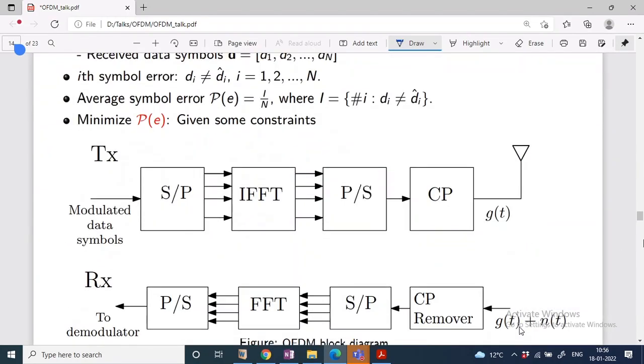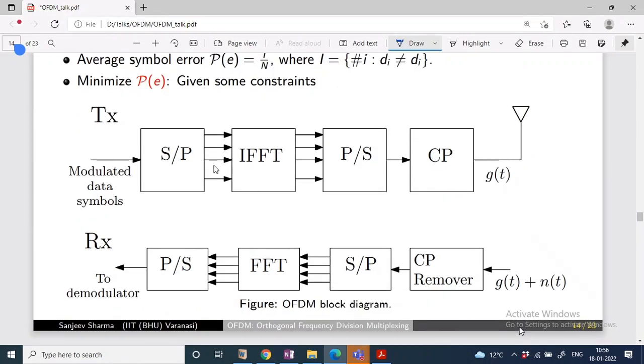So this is just a block diagram of OFDM. You can see the data symbols, okay. Then the data symbols are put in the frequency domain, okay. Then we take serial to parallel. So the serial is coming, then parallel. Then we take the IFFT, so they convert it into the time domain, okay. Then they transmit it, parallel to serial.